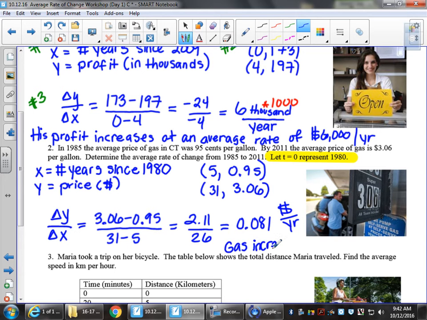Gas increased. An average. I would fit average if I could. This AV means average. An average of how much? How much money is that? What is that? 8 cents. Very good. 8 cents per year.